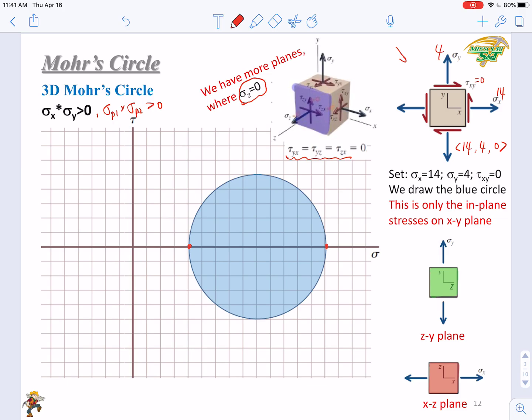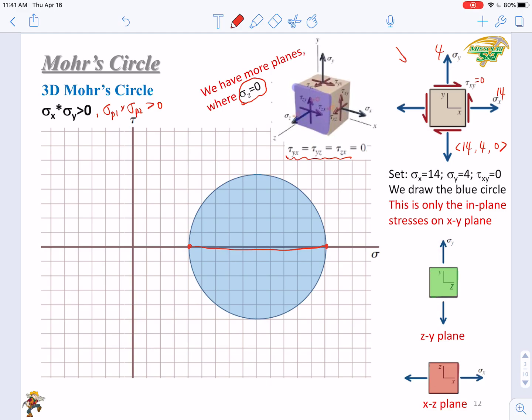Then let's look at the other 2 points we need. That is the 14, 0 and 4, 0. Right? Still the same 2 points. Okay, we connect these 2 points. We get a diameter. Then use this as diameter, we draw the Mohr circle. We got this blue circle. Okay, this is the first Mohr circle, basic Mohr circle on the xy plane.